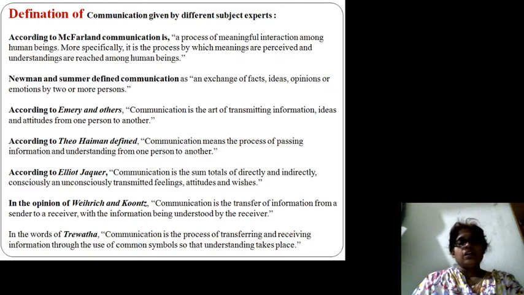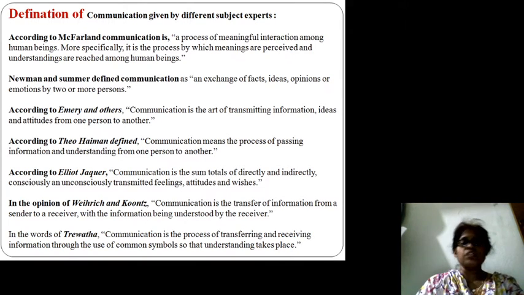Then another definition: communication is the sum total of directly or indirectly, consciously and unconsciously transmitted feelings, attitudes and wishes. Everyone has used different words, but one thing is common, that is exchange or transfer of ideas, facts and information. So again, communication is the transfer of information from sender to receiver with the information being understood by the receiver.